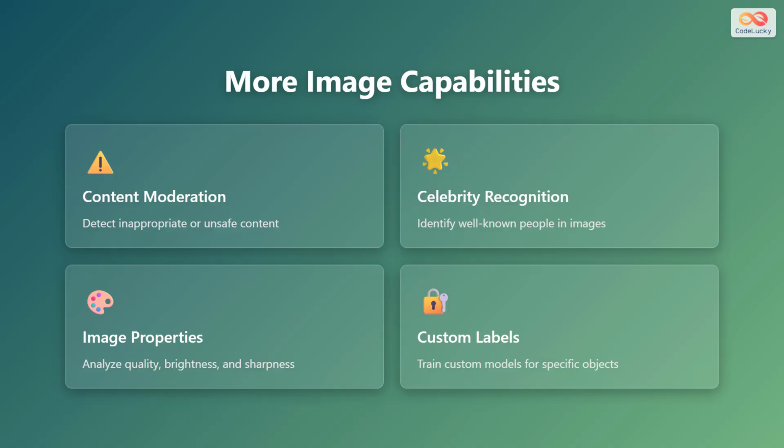Rekognition provides even more powerful features. Content moderation helps you detect inappropriate, unsafe, or explicit content in images. Celebrity recognition can identify well-known people automatically. The image properties analysis evaluates technical aspects like quality, brightness, and sharpness. Perhaps most exciting is the custom labels feature, which allows you to train custom models to detect specific objects unique to your business use case.